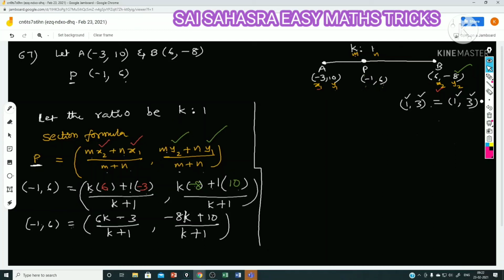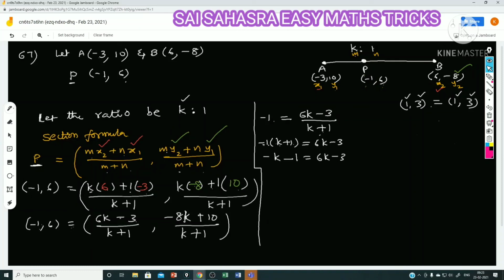What are the x coordinates here? Minus 1. Minus 1 is equal to the x coordinate. What is the x coordinate? 6k minus 3 by k plus 1. So this k plus 1 is dividing, if you transpose, it will multiply with minus 1. So minus 1 into k plus 1 is equal to 6k minus 3. Minus into plus is minus, 1 into k is k only. Minus into plus is minus, 1 into 1 is 1. 6k minus 3. So we need to find out the value of k.